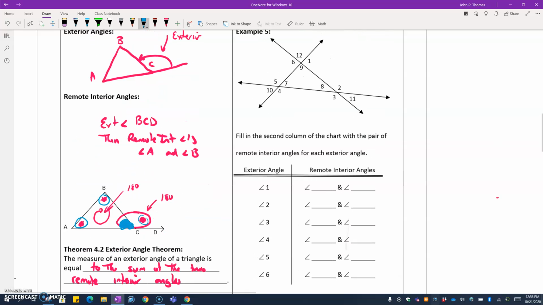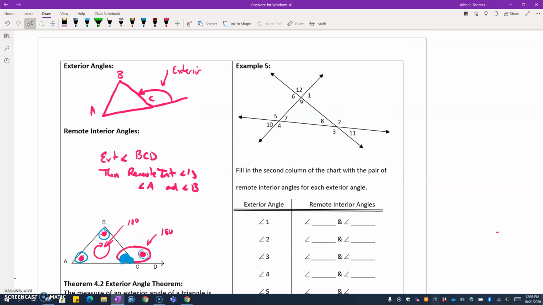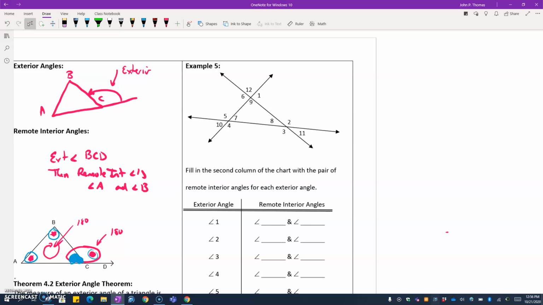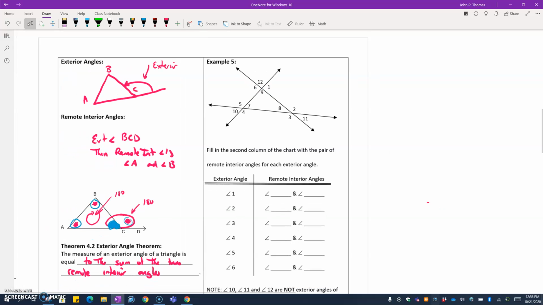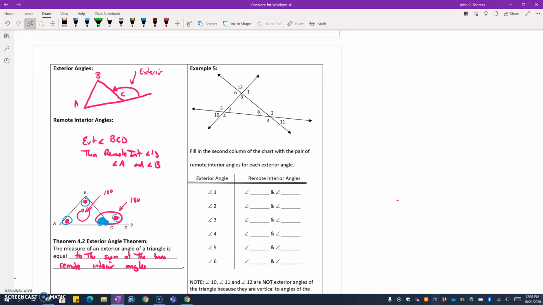Now we're going to use this in some problems, but the first thing we're going to do is just identify the remote interior angles that are associated with an exterior angle. So go ahead and give this one a try. Pause the video and run through example 5. Then restart and I'll talk you through it just to make sure you're comfortable with it.